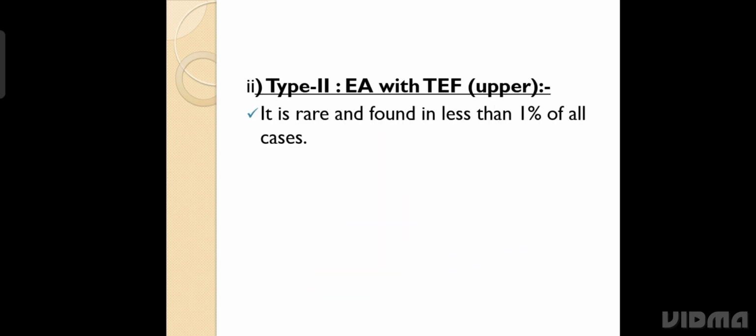classification. Now we will move towards the second type of classification, that is type 2, esophageal atresia with TEF upper. So there is esophageal atresia, and now there is a tracheoesophageal fistula with the upper segment. There is fistula formation between the upper segment of the esophagus and the trachea. It is rarely found, in less than 1% of all cases.